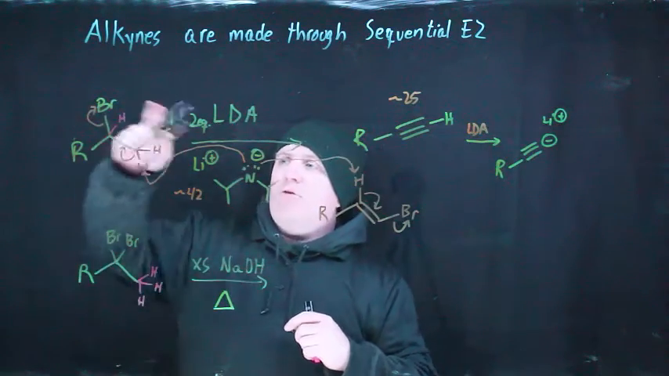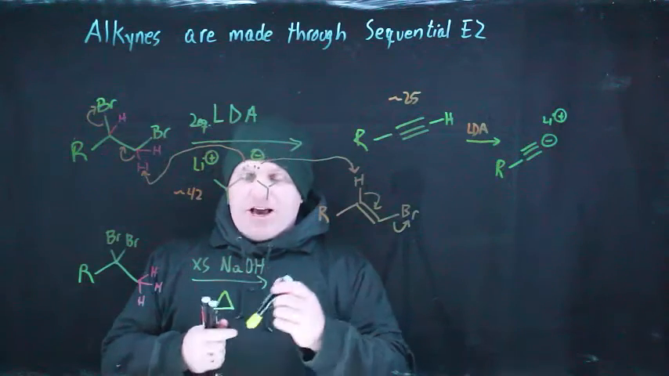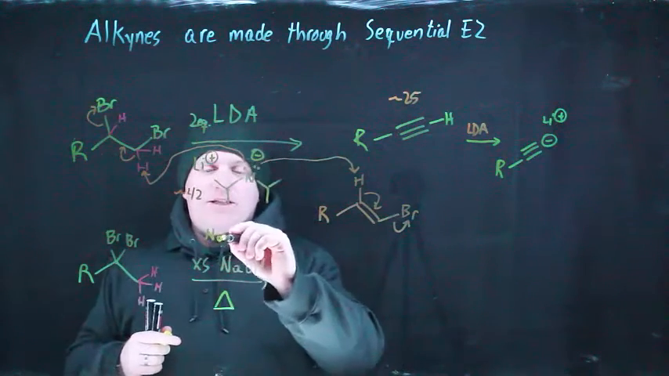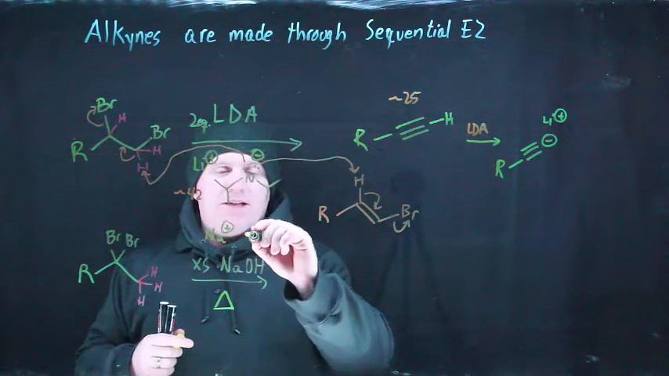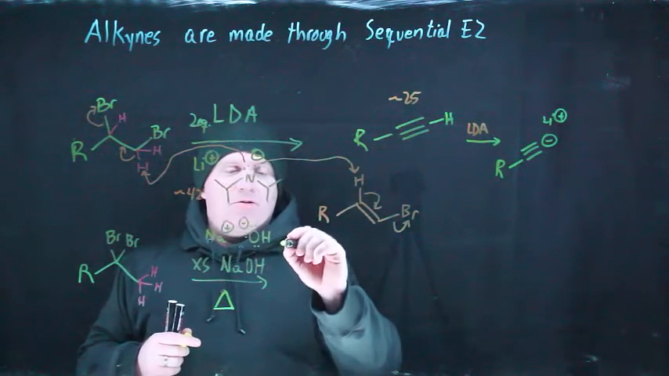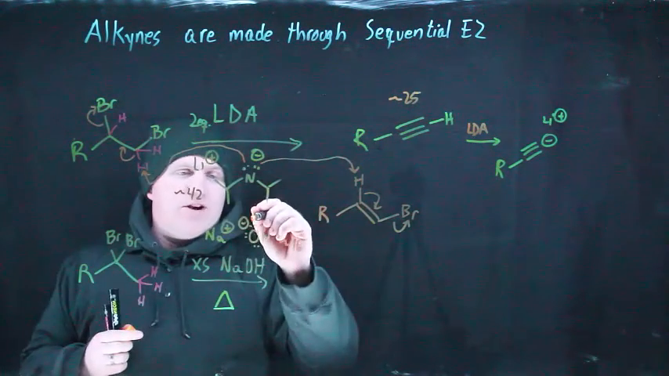It does not matter if you work with the vicinal dibromo species or the geminal dibromo species, you're going to have similar things taking place. In this case, the sodium hydroxide is not nearly as strong of a base. Its pKa is only about 16, but you are using a lot of it, and you are also heating it up. So both of those will tend to drive things along as well.